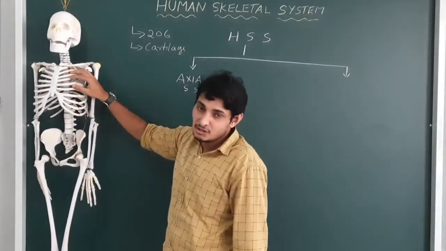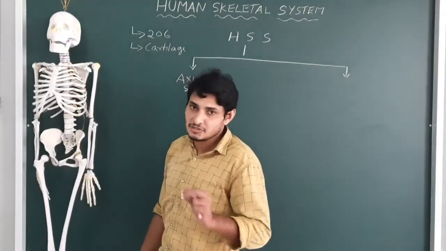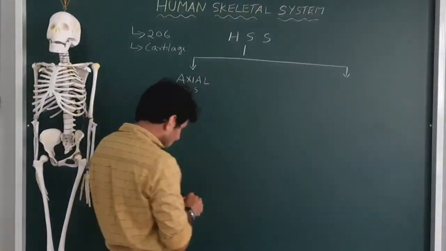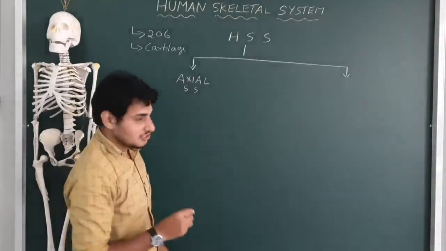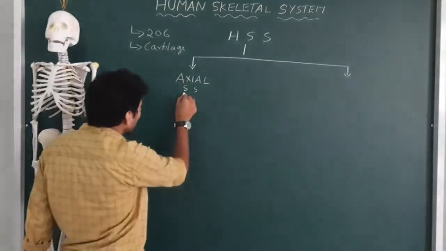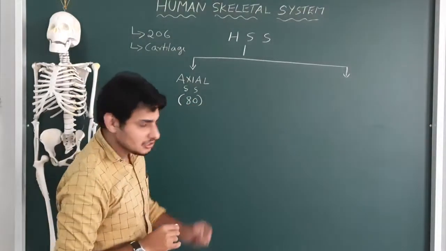How many ribs are there? 12 pairs, total 24. One sternum and 24 ribs are present, and that makes the rib cage. All these four important parts make the axial system. How many bones are there in the axial skeletal system? A total of 80 bones. Got it? So let us count it. So 80 bones are there.